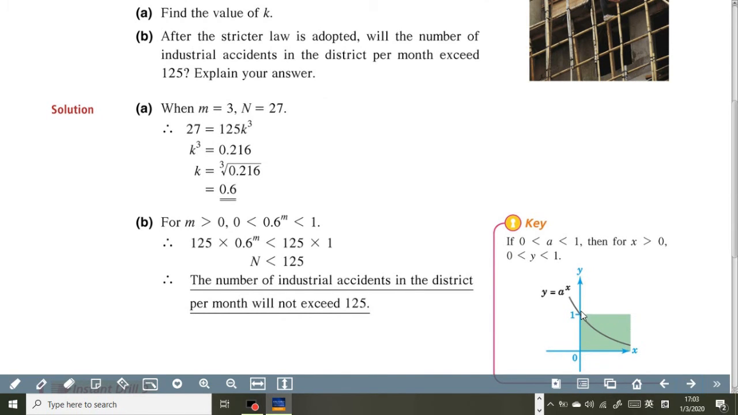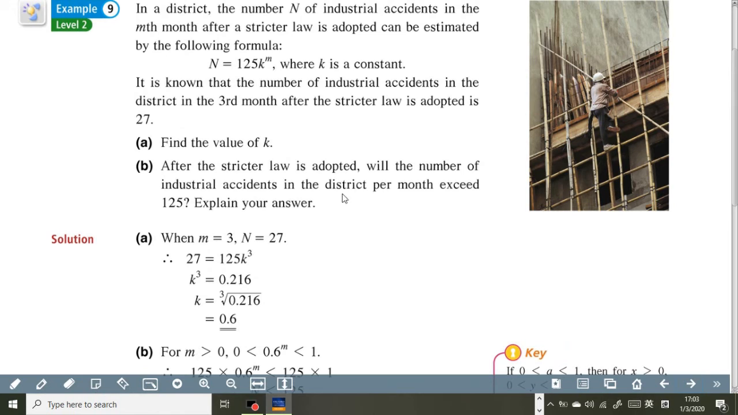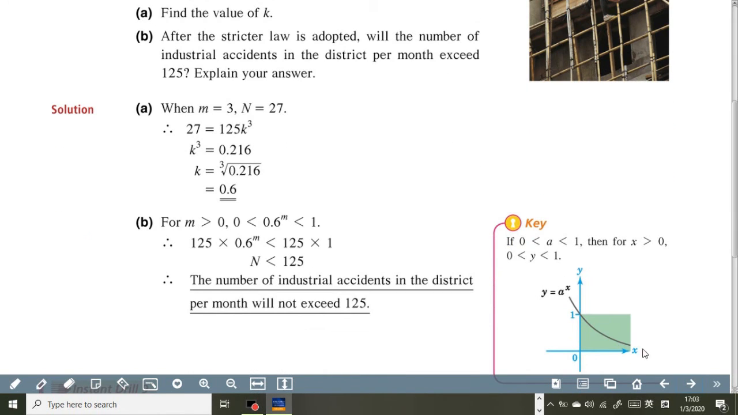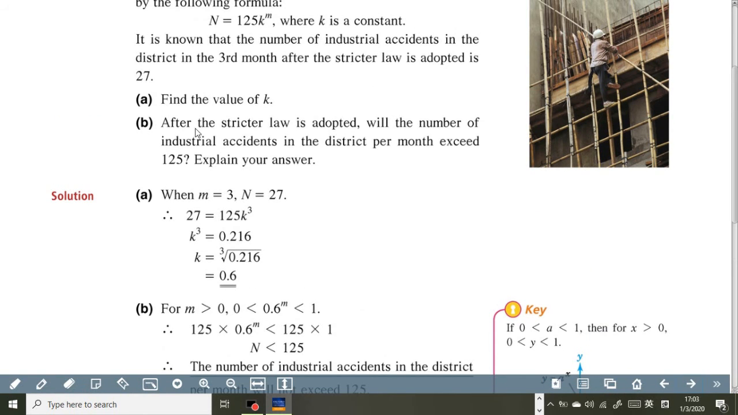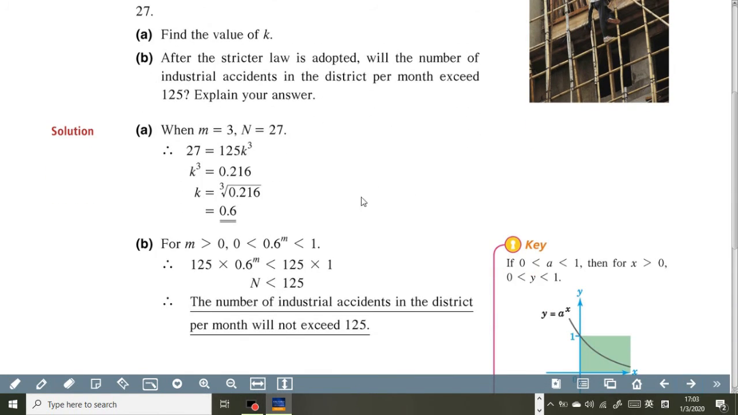So when you want to get the values here, you always find that when k is 0.6, then 0.6 to the power m, for any m greater than 0, is always less than 1. So we say that 0.6 to the power m is always less than 1. After you have this, that means the formula 125 times 0.6 to the power m is always less than 125 times 1, which is less than 125. So this is a conclusion that the number of accidents will not exceed 125.